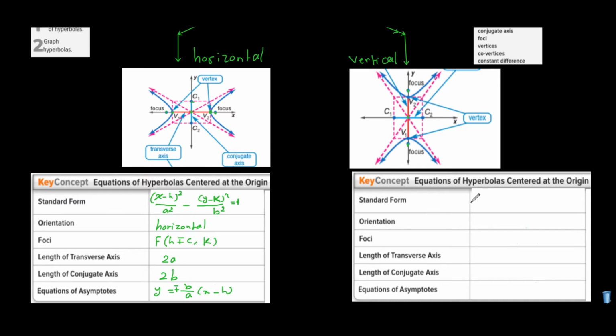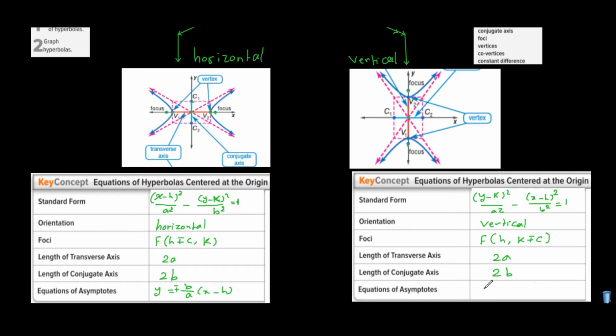Now the standard form for the vertical hyperbola: (y minus k) squared over a squared minus (x minus h) squared over b squared equals 1. The orientation here is vertical. The foci change on the y-coordinate: h stays the same as the center, and k plus or minus c. The length of the transverse axis is 2a, and the length of the conjugate axis is 2b.